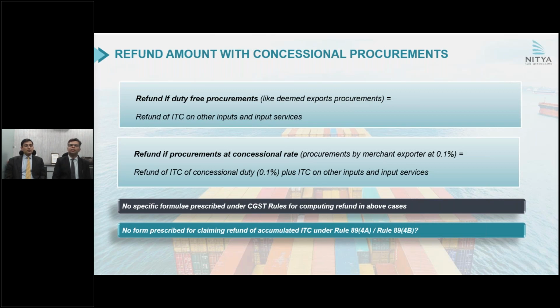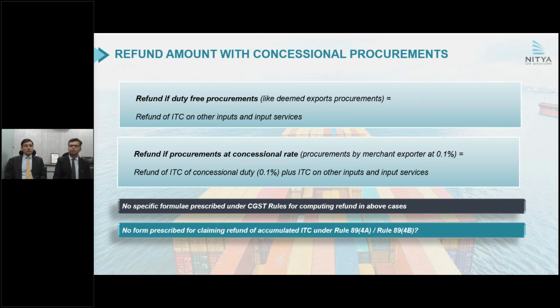he cannot then again file a refund under Rule 89(4)B or 89(4)A. So once he has filed normal refund, he cannot file refund of this concessional rate or duty-free procurements. Another problem is that if he files refund by considering all supplies as normal exports, the refund amount increases and he risks himself through a scrutiny of the department.